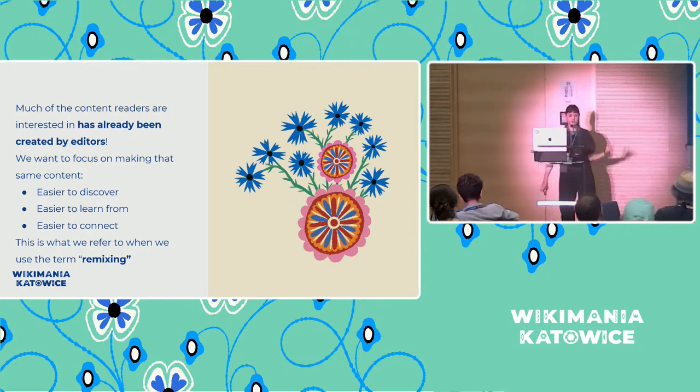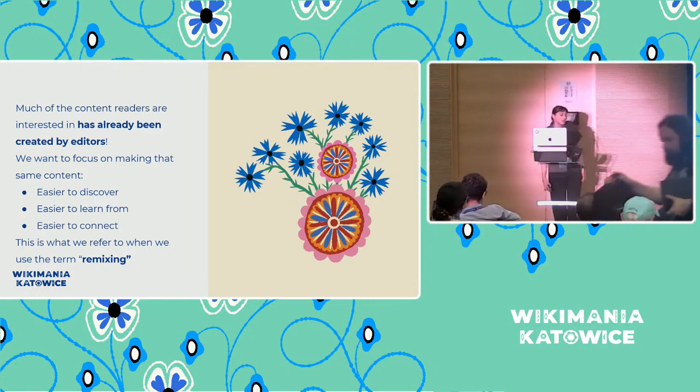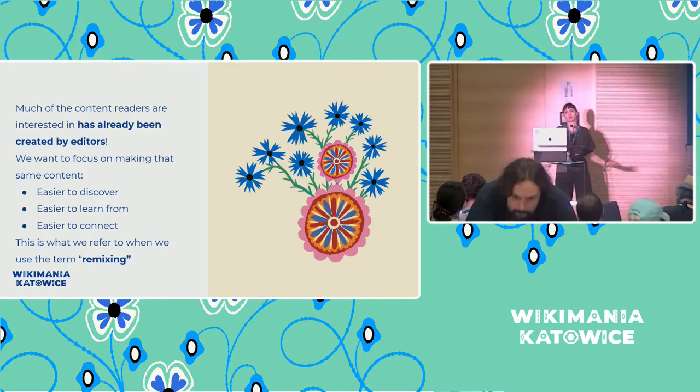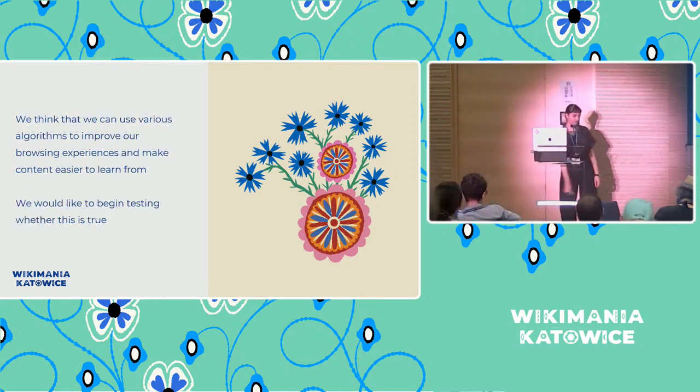And you'll hear us use this word remixing a lot, and that's really what we're talking about here when we talk about generation. So for the purpose of these experiments, what we really want to do is have AI help us generate things out of existing content and not instead of existing content. And we think overall this will help editors do their work better and save time.